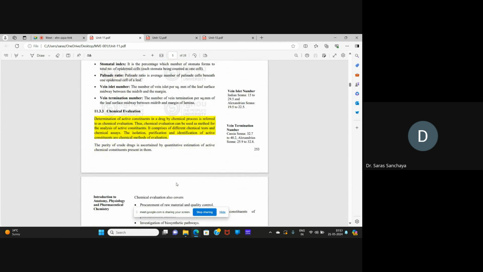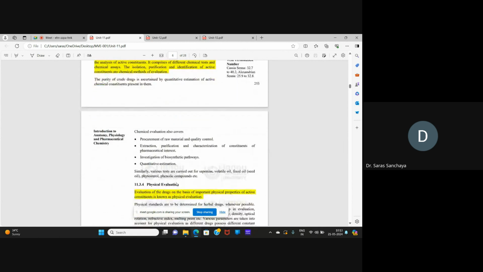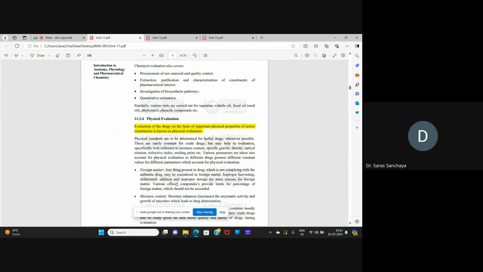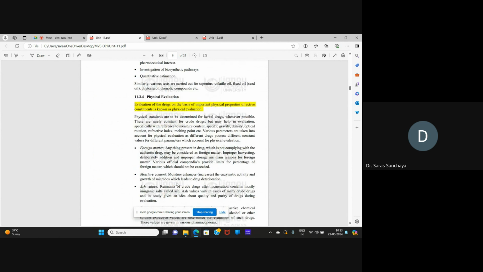Chemical evaluation. Determination of active constituents in a drug by chemical process is referred to as chemical evaluation. Thus, chemical evaluation can be used as a method for the analysis of active constituents. It comprises different chemical tests and chemical assays. So, different tests and chemical assays are required to test the chemical value of the drug. The isolation, purification, and identification of active constituents are chemical methods of evaluation. Then, physical evaluation. Evaluation of drugs on the basis of important physical properties of active constituents is known as physical evaluation. So, the various physical qualities like density, optical rotation, refractive index, melting point, specific gravity, and all these are discussed in physical evaluation.